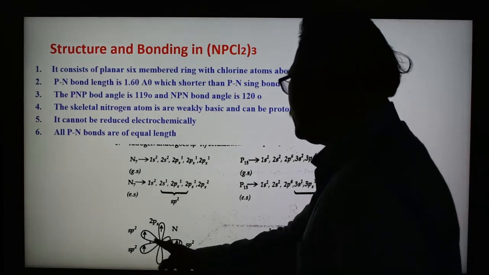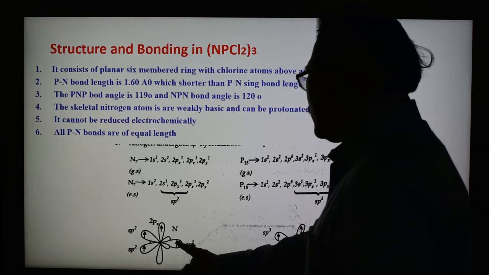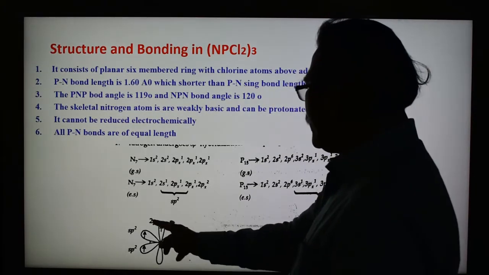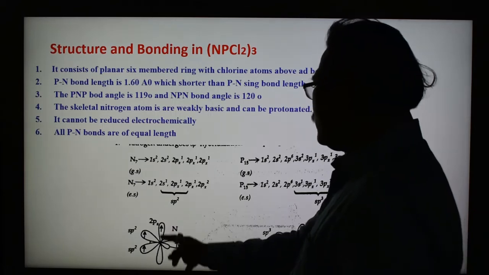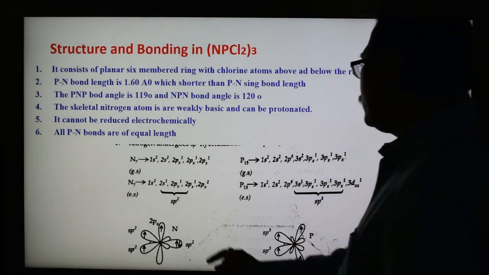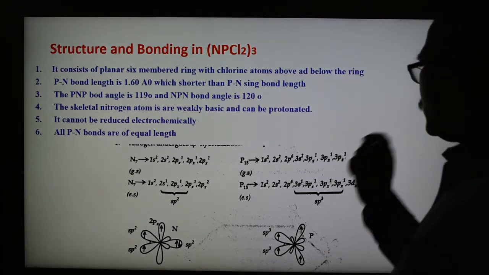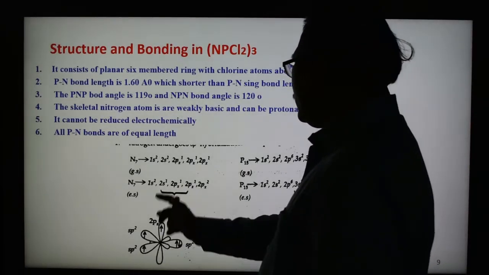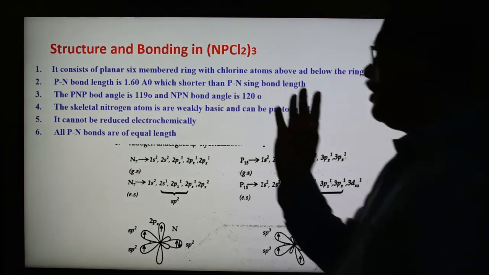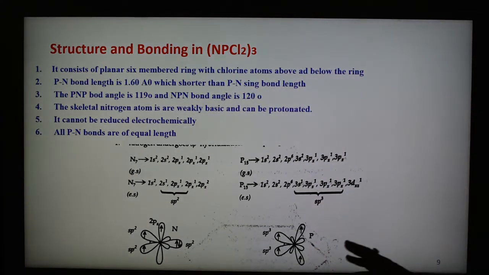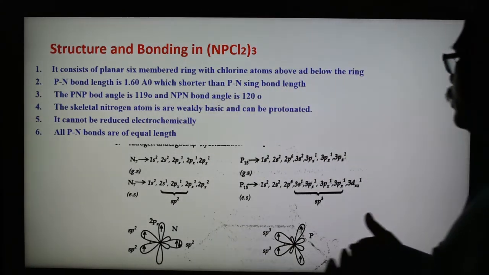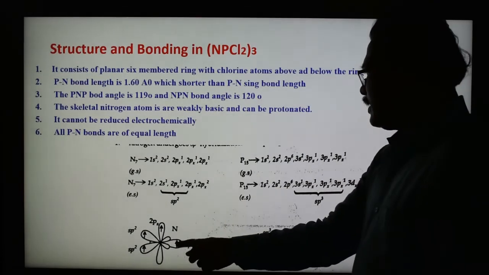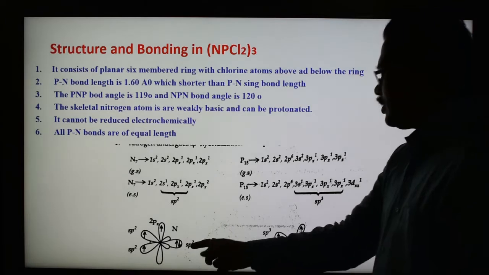So this is the nitrogen, and 1, 2, 3 are the 3 hybrid orbitals, and this is the vacant orbital. The 2pz is the orbital which has 2 electrons here. The sp2 orbitals each contain 1 electron. So 1, 2, 3 are the sp2 orbitals, and 1 orbital contains 2 electrons, which is a lone pair. This shows that nitrogen is sp2 hybridized.